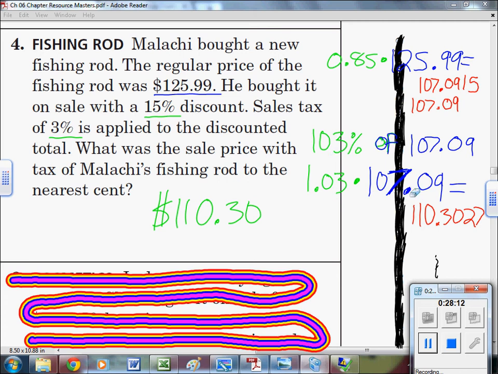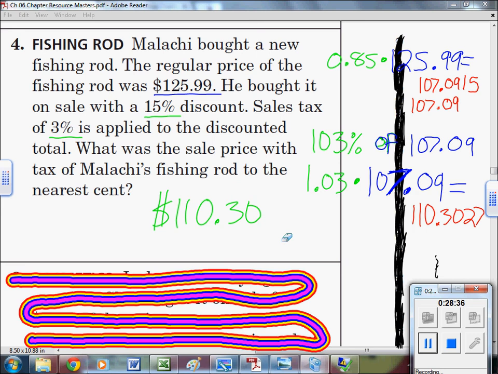Then 103% is 1.03. Multiply that by 107.09 and you get this decimal. Then round to the nearest penny and you have $110.30. That's what you're going to have to give the cashier in order to leave the store with that fishing rod. So with all these questions, guys, just remember, it's just like what we did with taxes, sales tax, and tips.